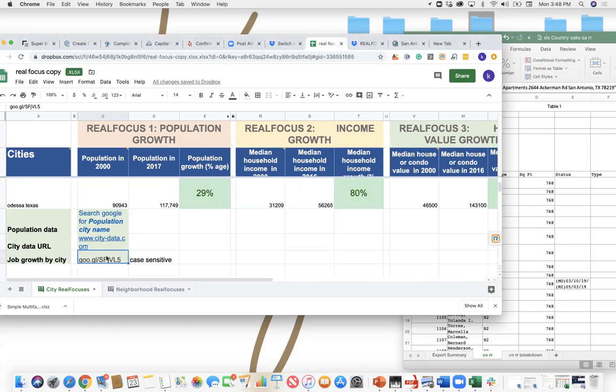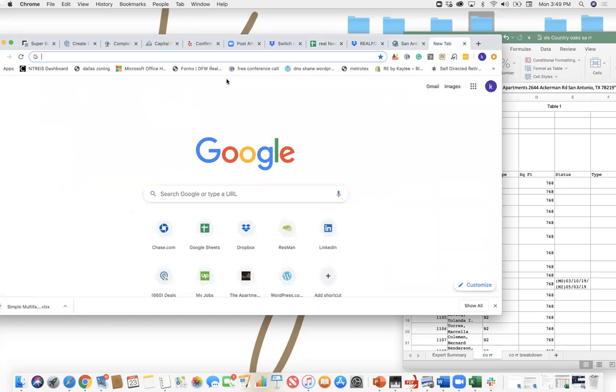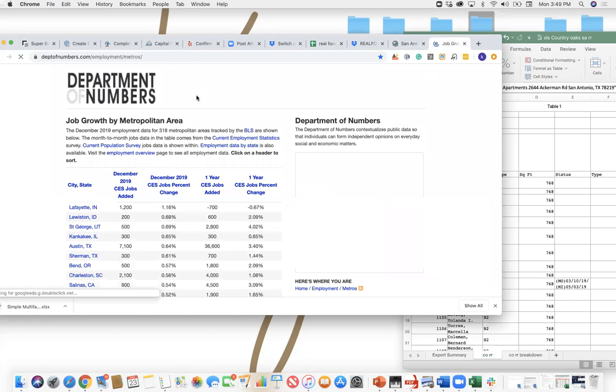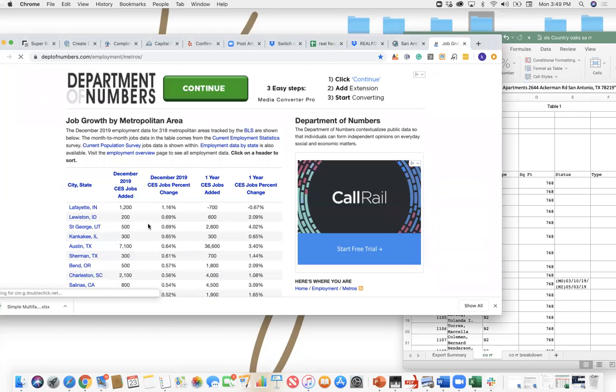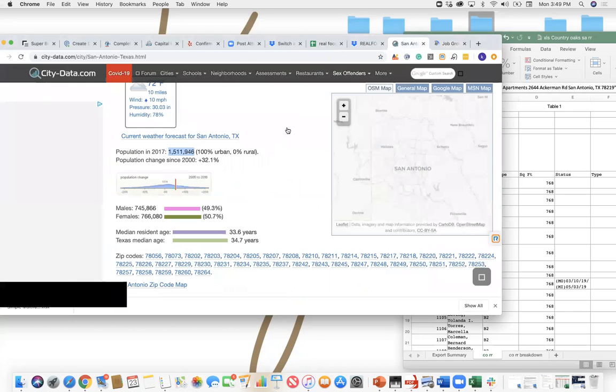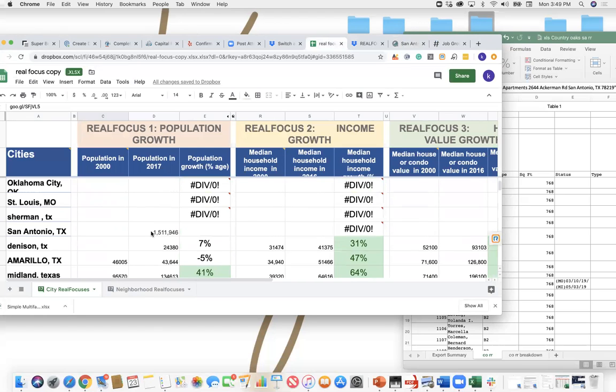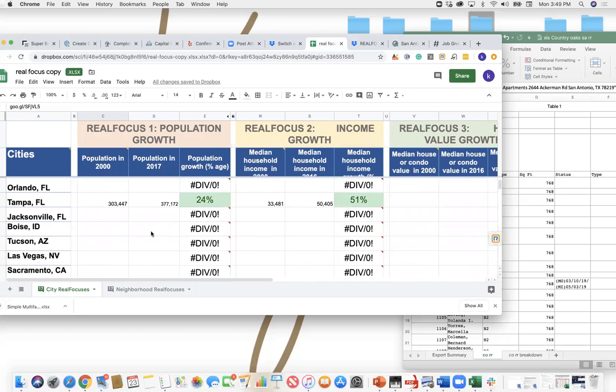Apparently I need to do the fancy copy. Okay, let's paste right here in our new tab. So this is where we're going to get population growth information. Basically, here is the city-data.com website, where we're getting our population growth data. As you can see, I already put in the 1.5 million for our San Antonio analysis.